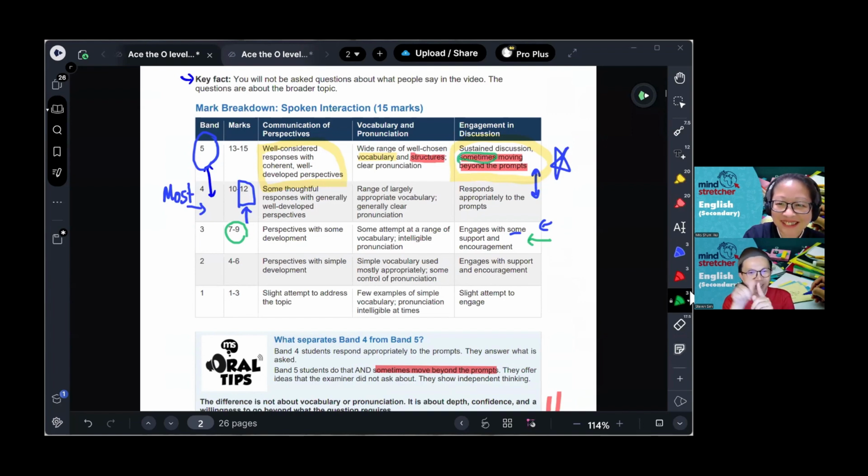Only if you actually answer the question, and sometimes move beyond the prompt, then you get your band 5. So this is not something for weak students to attempt. This is for the students who have already hit their band 4 and they've hit the ceiling. Do you understand? So you need to answer the question first, get your 12 marks, and then you say, okay, I've already answered the question. Now I need to zoom out in order to break through and get my band 5. So I'm just going to say a little bit, and that enables me to get my band 5.